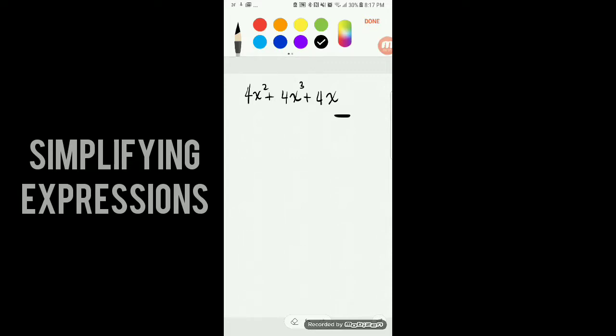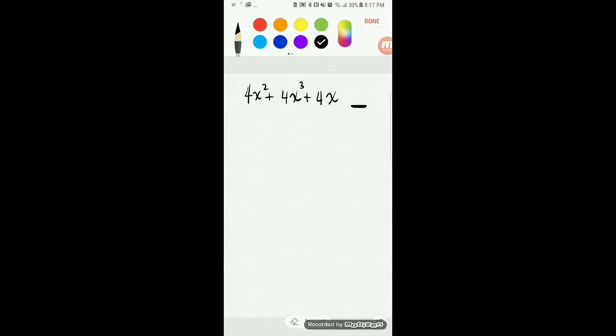Okay, so you can see this expression over here. It's called an expression because there is no equal sign. So how do you simplify this expression? Most of you in the homework did this: you added 4, 4, 4, so you said that was 12. And then you just got the x, and then you did 2 plus 3 plus 1, x to the 6th.